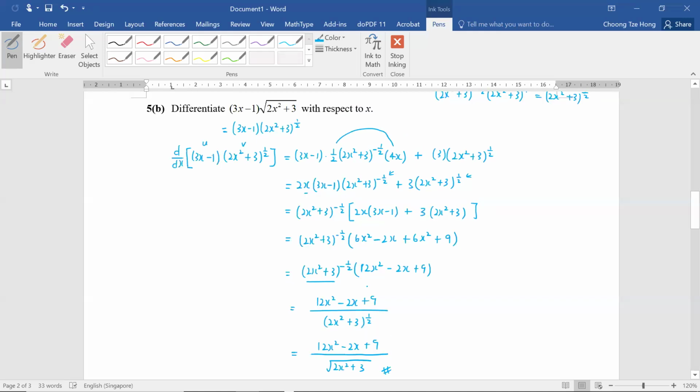So the key thing about the product rule is actually this part. The first part, of course, is how to differentiate it, and then the important part would be how to simplify it by factorizing out common factors. So do practice a few more questions, and you should be able to get it.